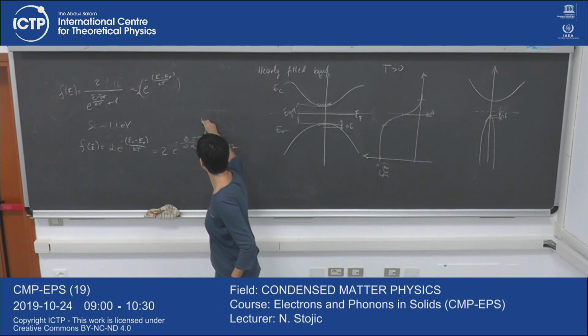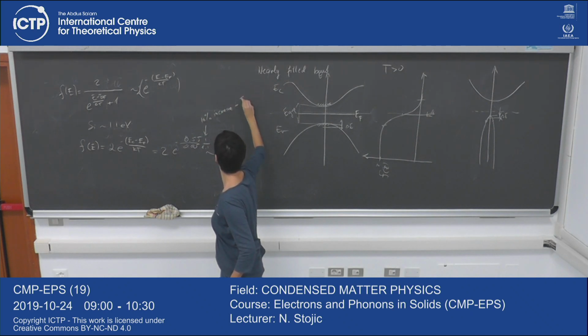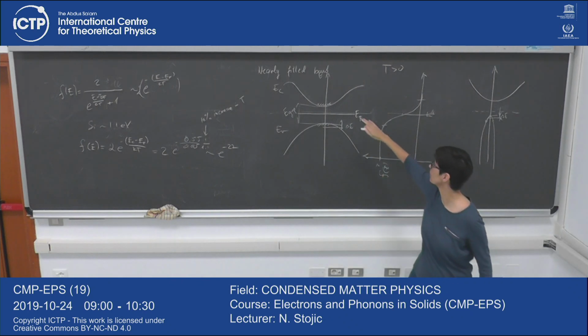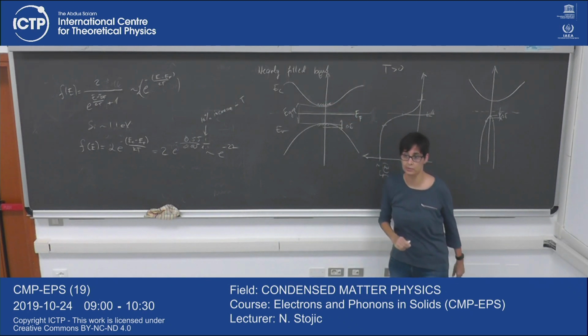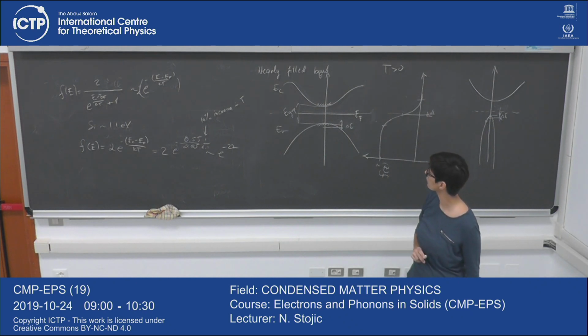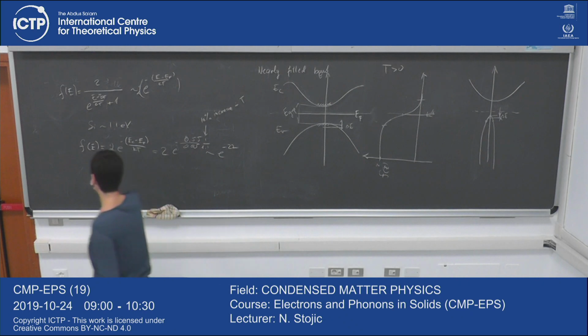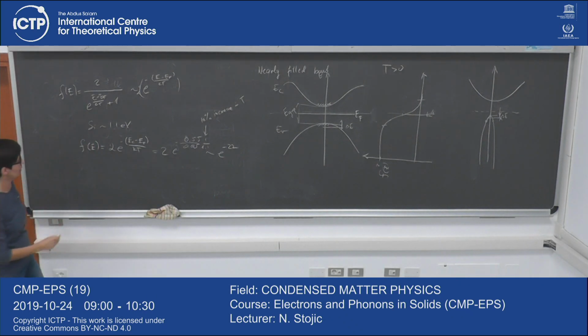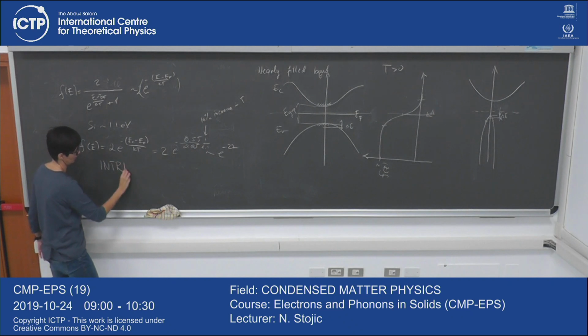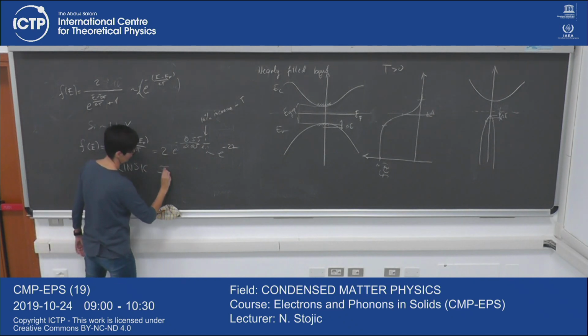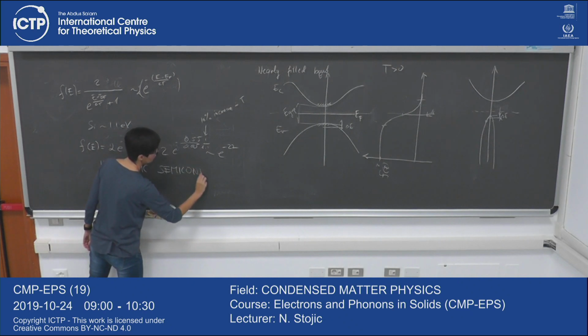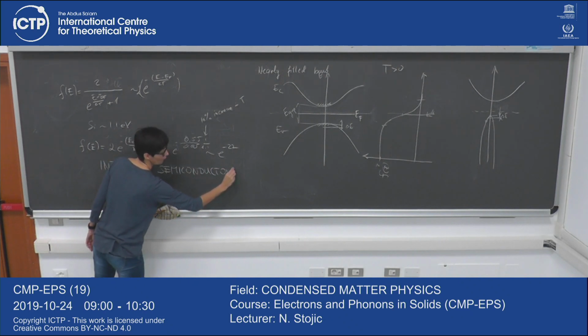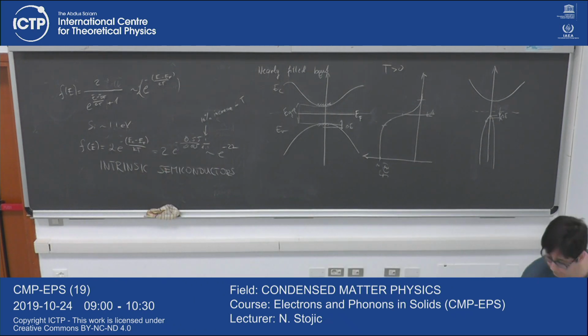You can just evaluate this for a 10% increase in temperature. You get huge variations of the number of carriers in the conduction band. This is a property of intrinsic semiconductors: extreme sensitivity to temperature.